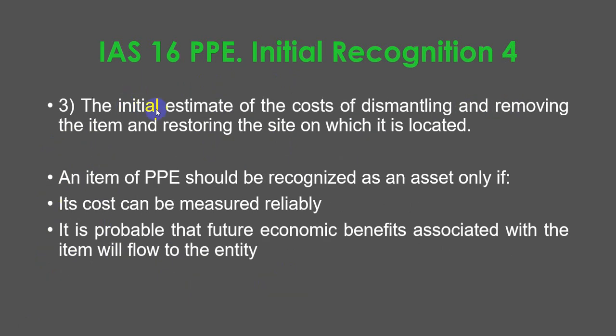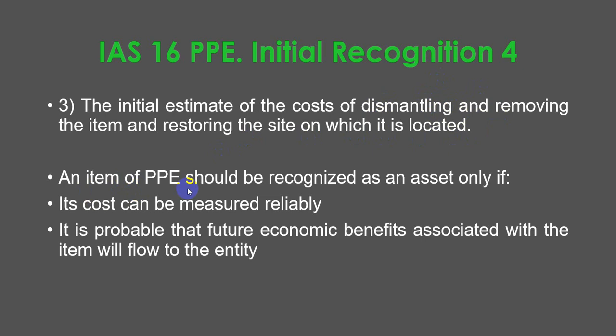And the initial estimate of the cost of dismantling and removing the item and restoring the site on which it is located. Such costs should be included in the initial cost of recognition. So, if there are any costs of dismantling and removing the item and restoring the site on which it is located, we need to include them in the initial recognition cost.